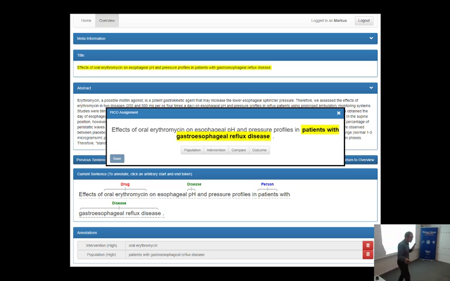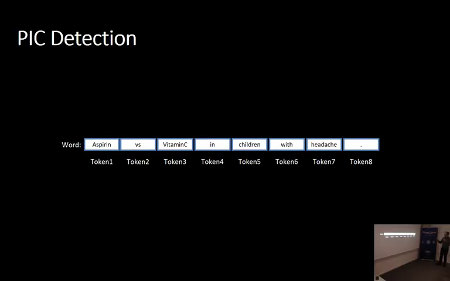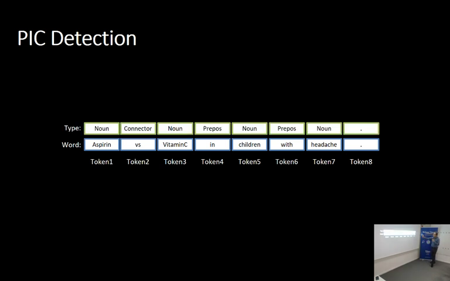Now again, 1,750 is not a lot, so we couldn't really do much fancy machine learning, so we decided to take a rule-based approach, so classic natural language processing with some regular expressions. So we first tokenized the titles, then we did a part of speech analyzer, so it found the nouns and prepositions.